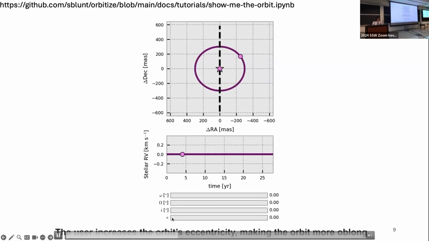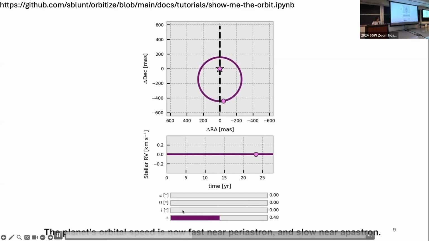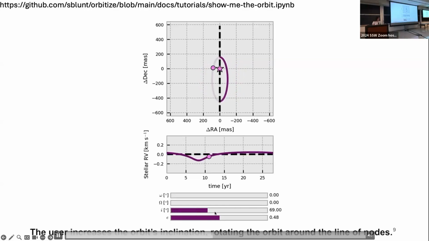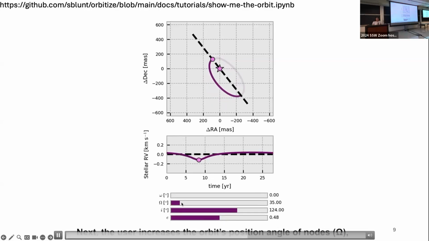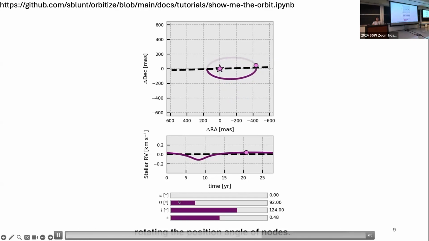The user increases the orbit's eccentricity, making the orbit more oblong. The planet's orbital speed is now fast near periastron and slow near apastron. The user now increases the orbit's inclination, rotating the orbit around the line of nodes. The orbit is no longer face-on, and the radial velocity curve has a sharp downtick near periastron and a gentle slope near apastron. Next, the user increases the orbit's position angle of nodes, big omega, rotating the position angle of nodes. This parameter does not affect the radial velocity curve.